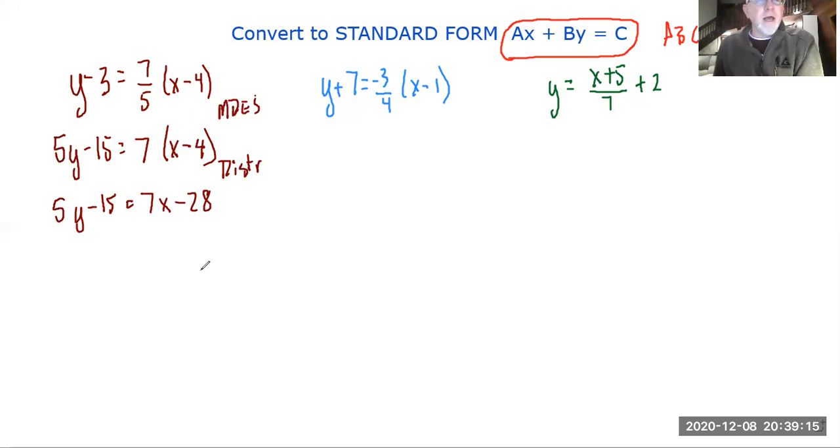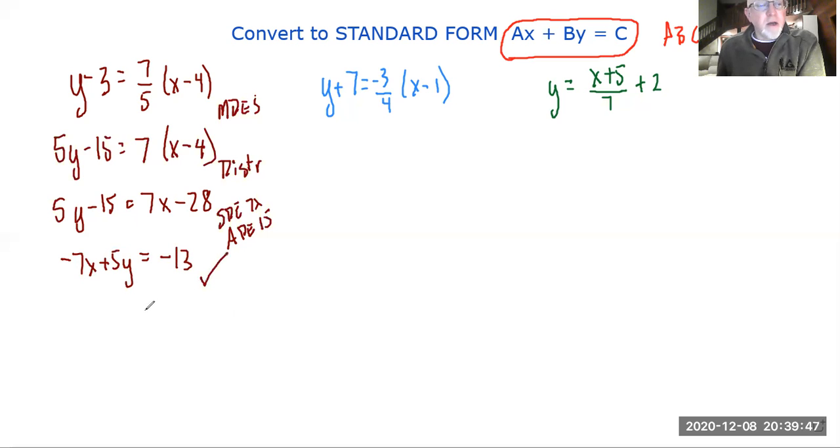Okay. Now I've got to get the 7x to the left side and the negative 15 to the right side. So we are going to SPE 7x. And at the same time, I'm going to APE 15. So that's going to leave negative 7x plus 5y. And so the 7x is gone, but the 15, I'm moving to the other side. I'm adding it to the other side. So that leaves me with negative 13. And we're in standard form.